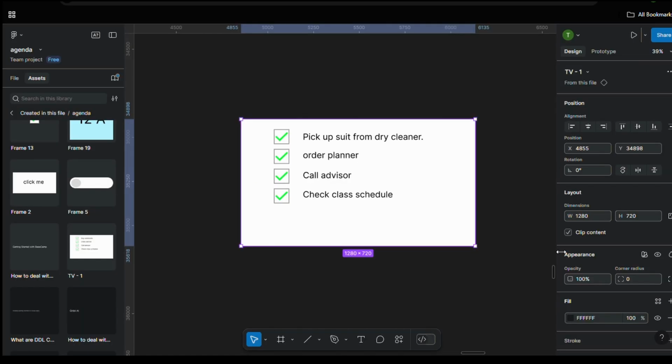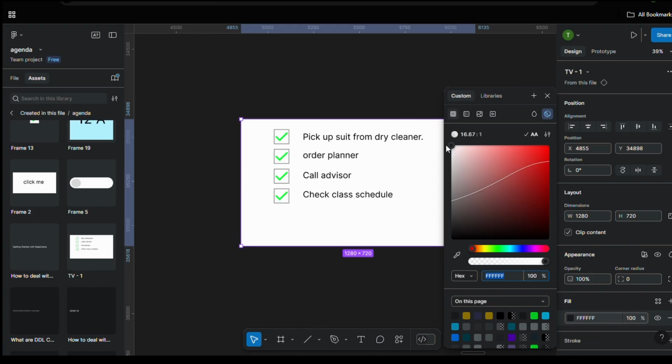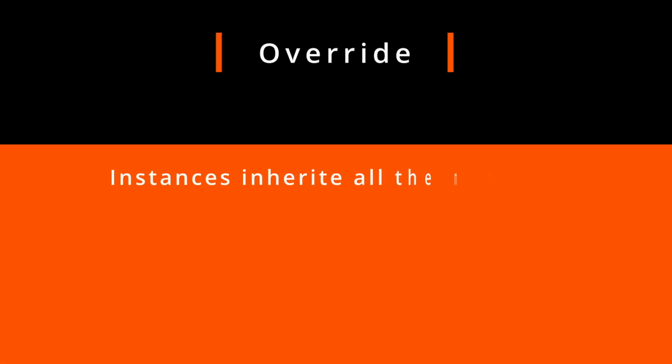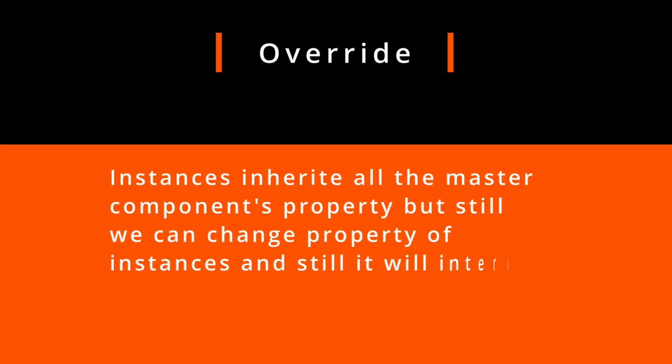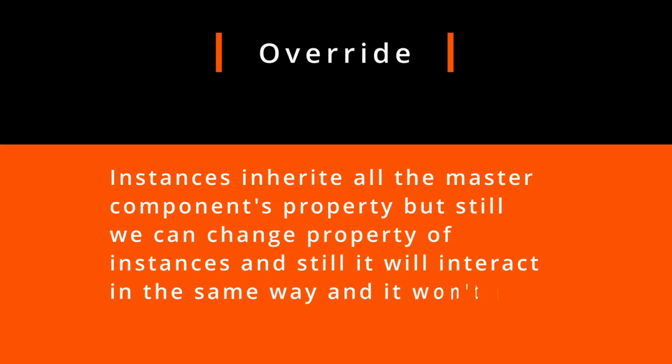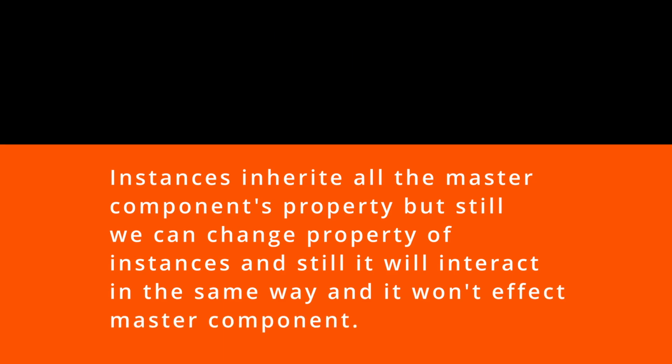We can override color, icons, text, and etc. all without affecting the master component. Override means instances inherit all the master component's properties, but still we can change all the properties of the instance and still it will interact the same way and it won't affect the master component.